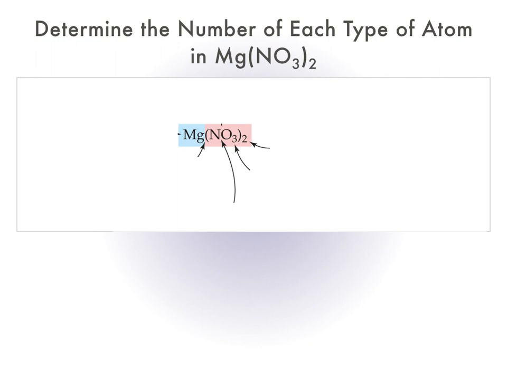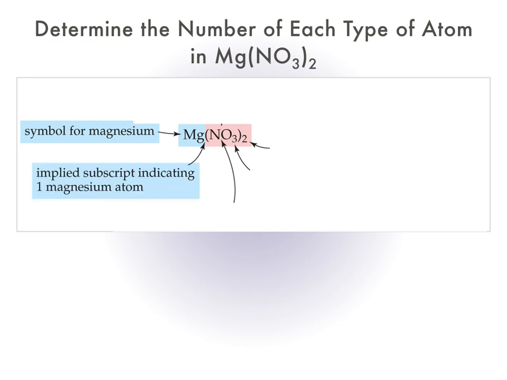So let's look at a little bit more complicated compound. This is called magnesium nitrate. This is actually an ionic compound. You don't need to know this just yet, but let's make sure that you understand what's going on here because this one's a little bit more complicated. So first of all, Mg, that's the symbol for magnesium. Because there is no subscript after the magnesium, it's implied that there's just 1 magnesium atom.